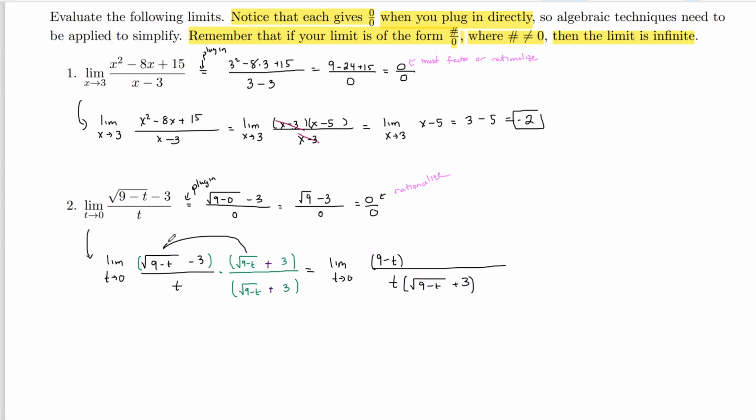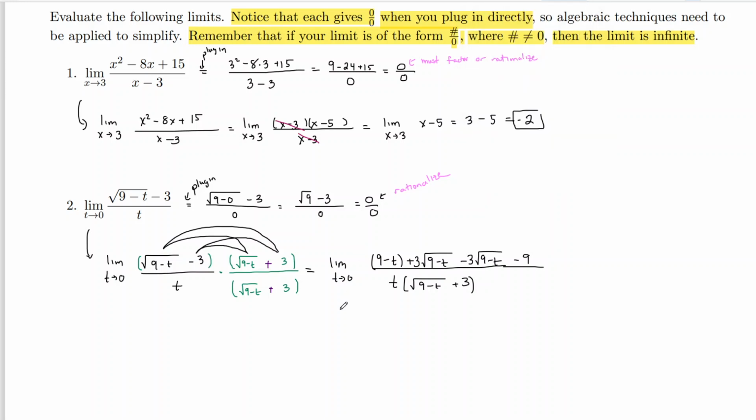And then when we do the outers, we get the square root of 9 minus t times 3, so it's a plus 3 times the square root of 9 minus t. And then when we multiply the inners, we get the negative 3 times the square root of 9 minus t. So we got minus 3 times the square root of 9 minus t. And then when we do the last, we get negative 3 times 3, which is negative 9.